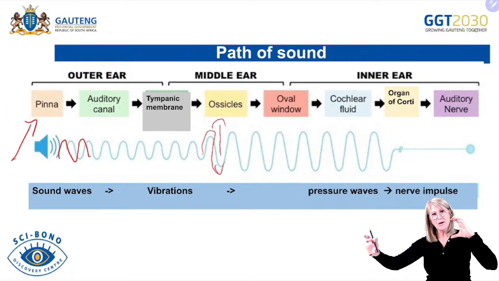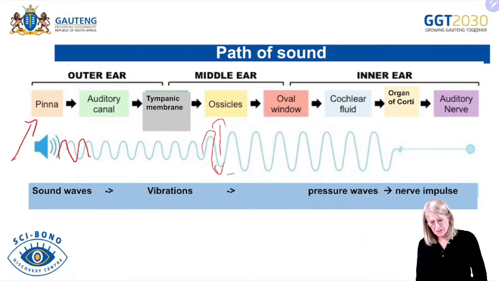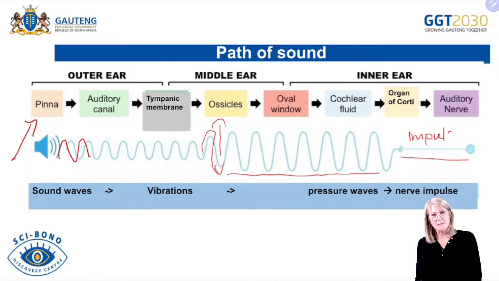So that is how the sound, you can see how much it is amplified, right through the middle ear, and then via the oval window into the cochlear fluid. And then once it reaches the organ of Corti, it now becomes what we call an impulse. Please don't call it a message. If you write that in the exam, you will not get any marks. It must be called an impulse. You can call it a nerve impulse, or you can just call it an impulse.